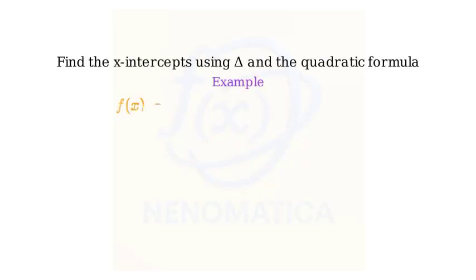In this lesson, we will solve for the x-intercepts of the quadratic function f of x equals x squared plus 4x plus 3. We will follow a clear two-step process. First, we compute the discriminant. Second, we apply the quadratic formula. Finally, we will verify our answers on the graph.